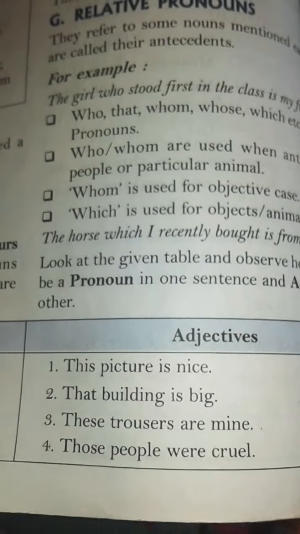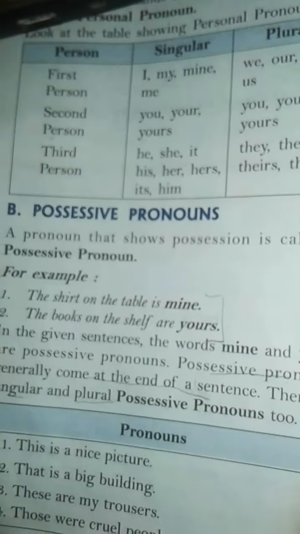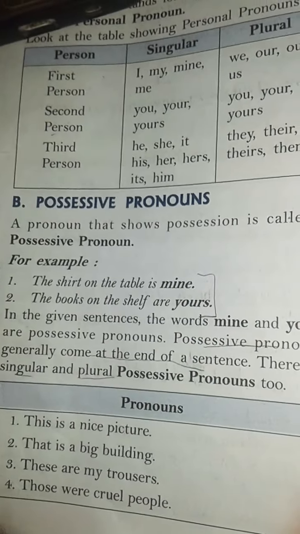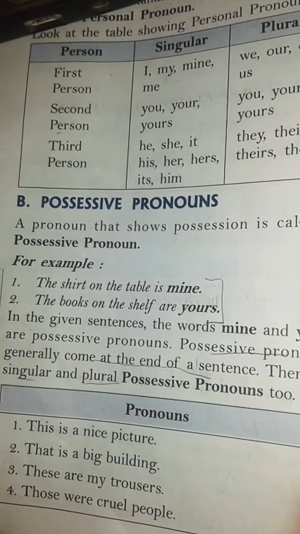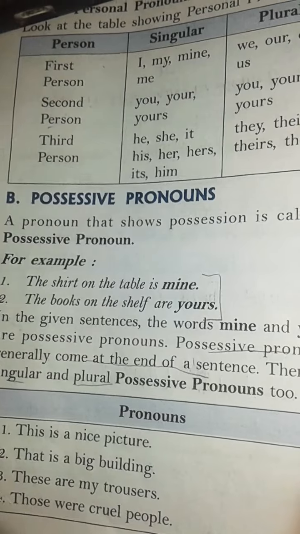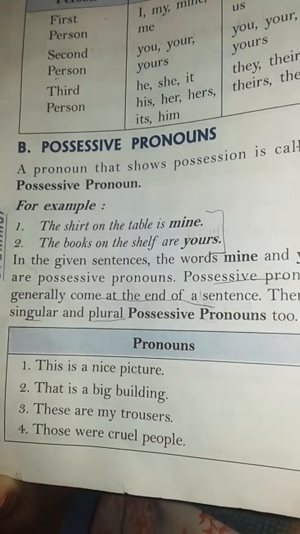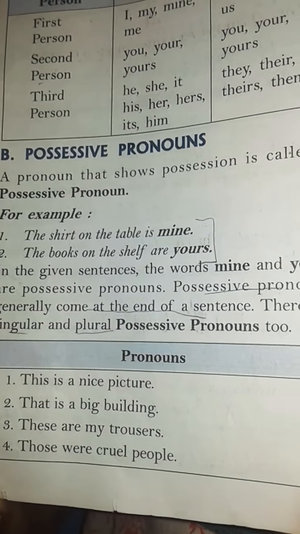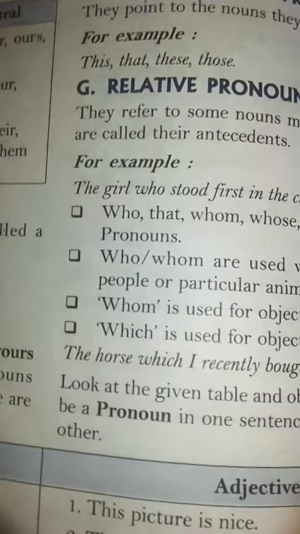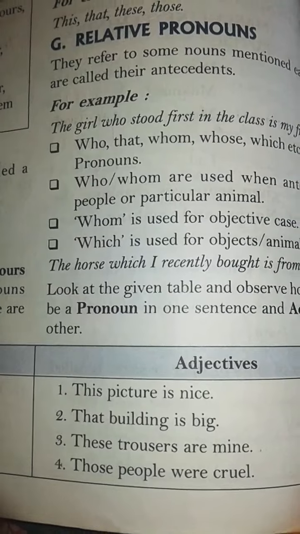Third, in the adjective, this becomes like a possessive pronoun. How? Because they have told us that these trousers are mine. Fourth one is, those were cruel people. Those people were cruel.